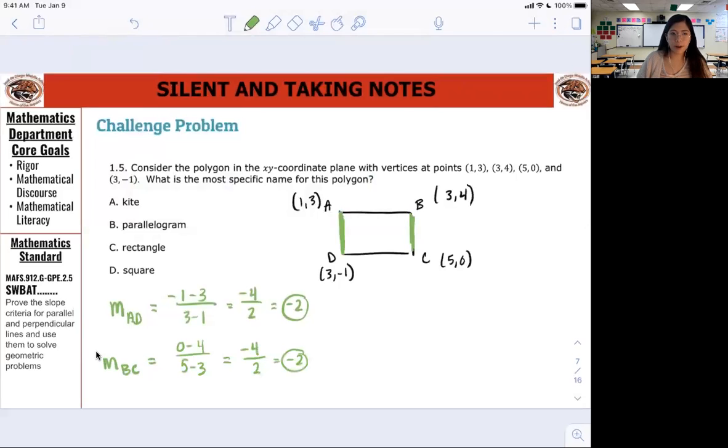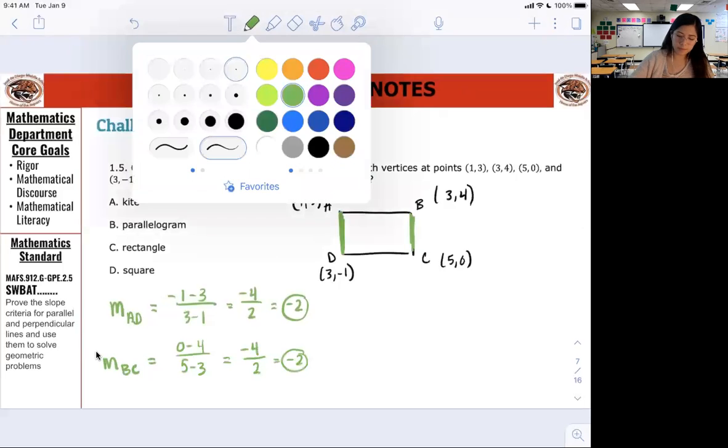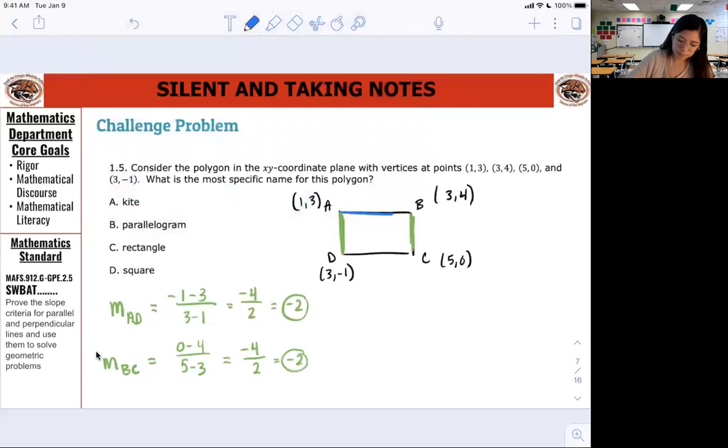So I know that those are parallel. Since those are parallel, what answer can I get rid of? Good, A is out. Kites do not have parallel sides.